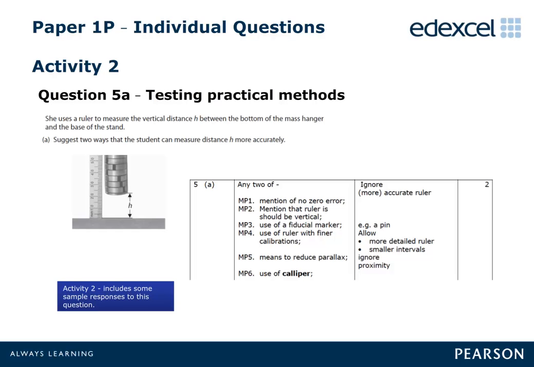(5a) is a practical question that tests experimental methods. The students were shown a photograph of the apparatus. About half of them were able to score at least 1 mark.